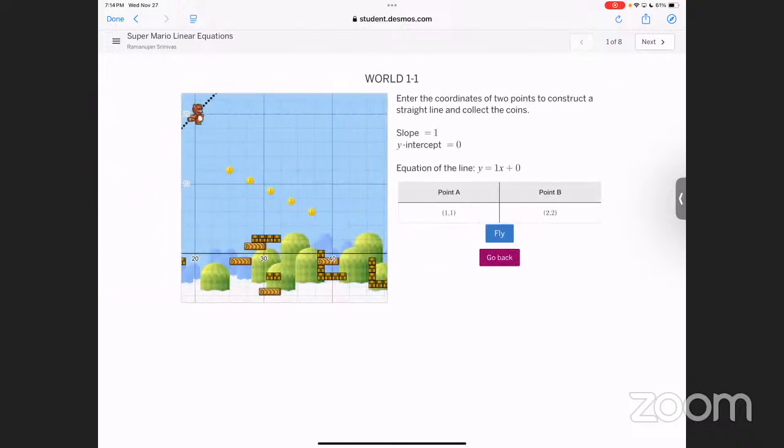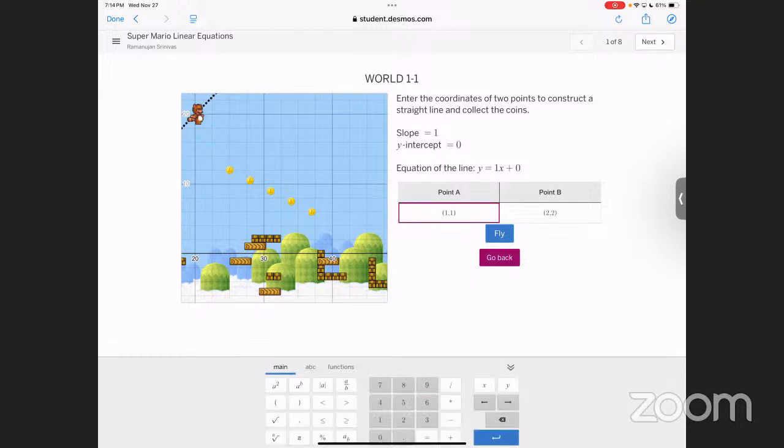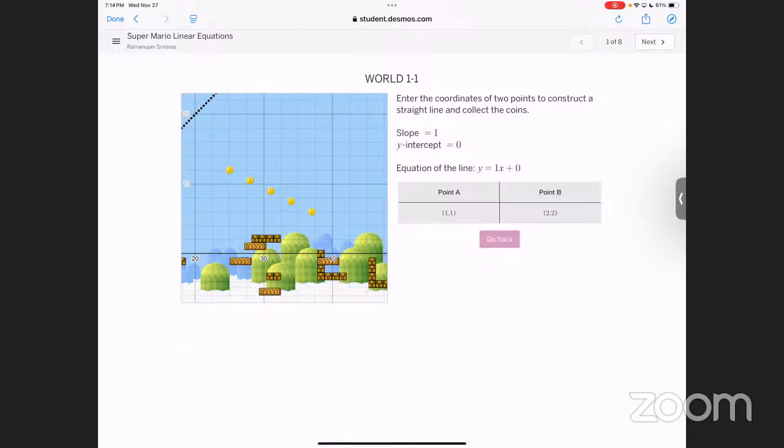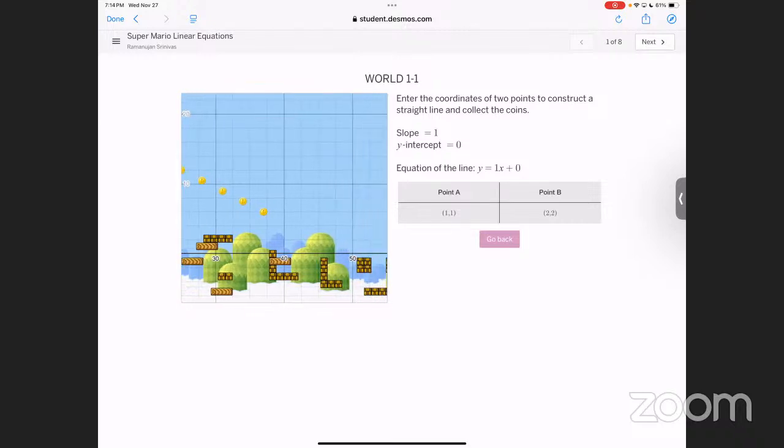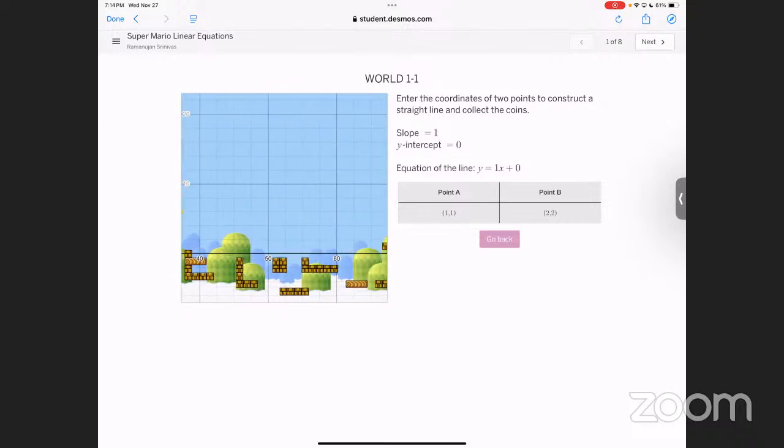Oh, so you need to enter the points on the graph. So 1x plus 0: one point can be 1 comma 1. The other point can be 2 comma 2. Can I have 2 comma 2? 1x plus 0, when x is 2, y is 2. That makes sense. Slope is 1, y-intercept is 0. So fly. Enter the coordinates of 2 points, construct a straight line and collect. So that's the first part.